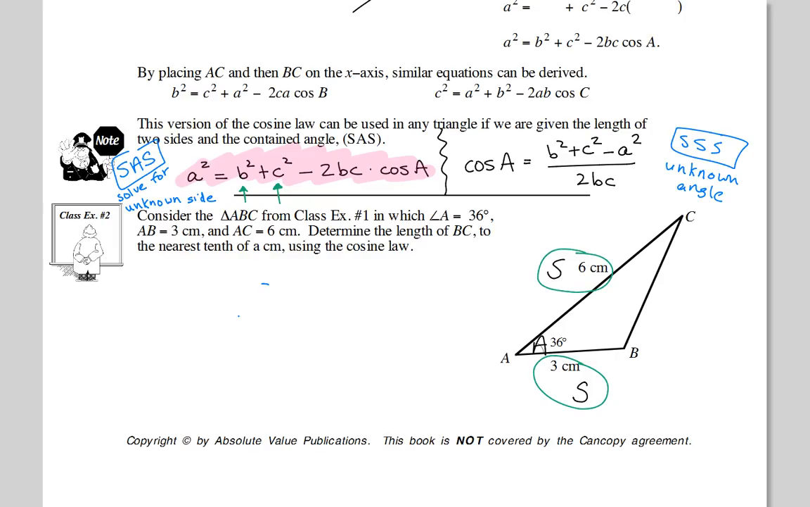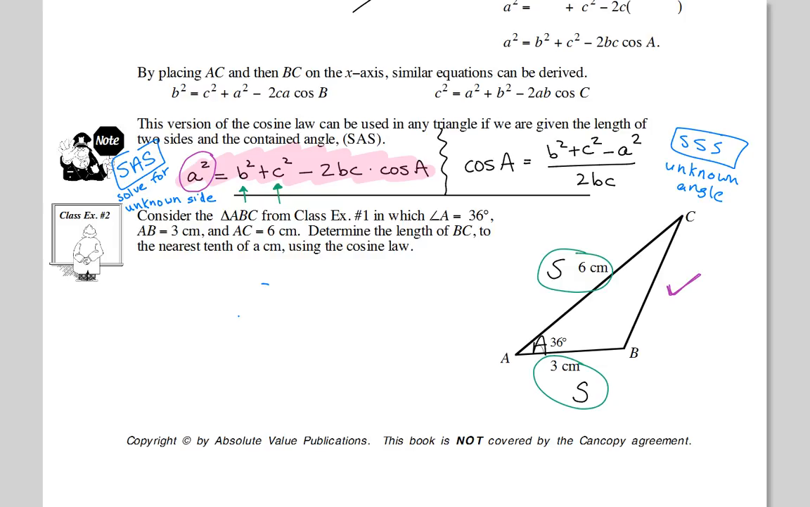Okay, so you have to just identify that side angle side and then you're good to go. And over here on purple, this side over here, that's of course what you're going to solve for. Okay? So that's the unknown side that you're trying to solve for.